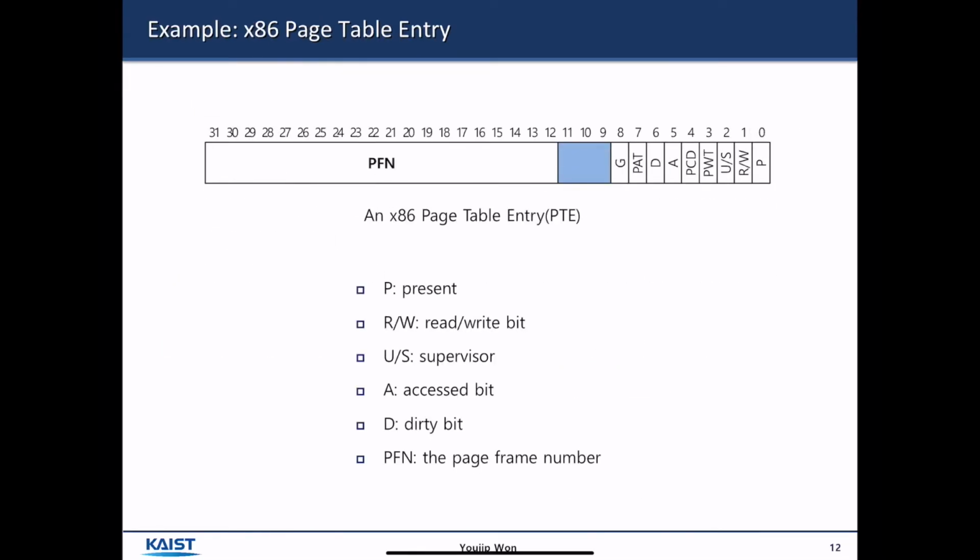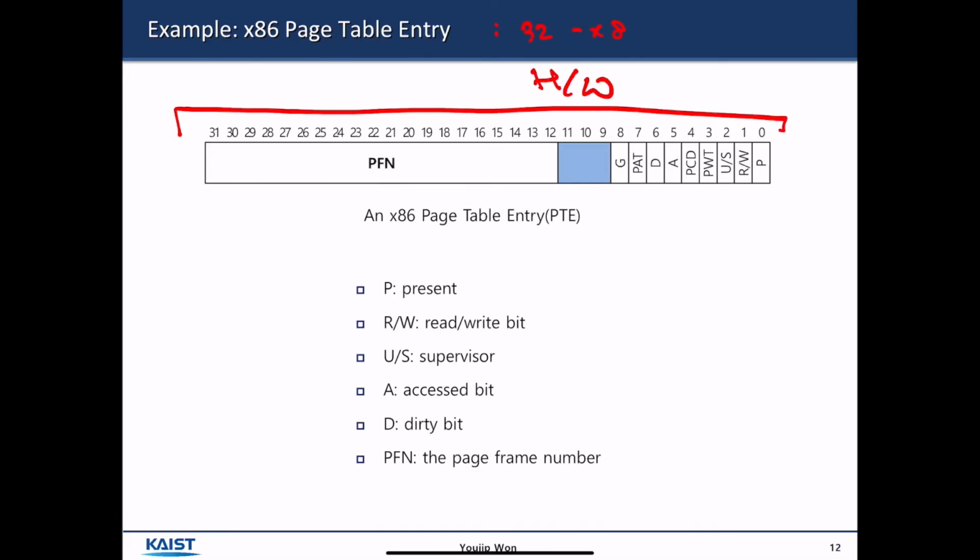So this is a sample page table entry format for x86. This is defined by hardware. So in the x86 page table entry, there are 20 bits. Of course this is for 32-bit x86. So the page frame number occupies the 20 bits.